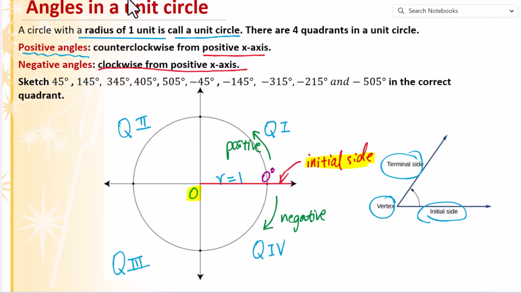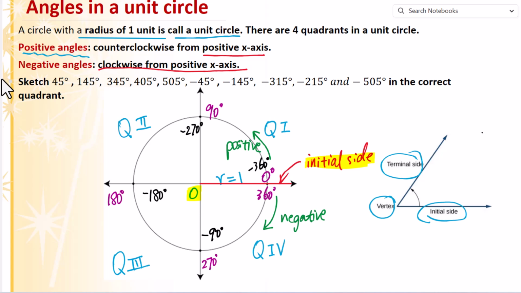0 degree, 90 degree, 180 degree, 270 degree, go back to 360 degree. For negative angles, negative 90 degree, negative 180 degree, negative 270 degree, negative 360 degree.